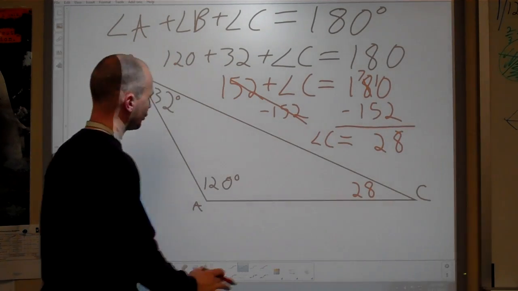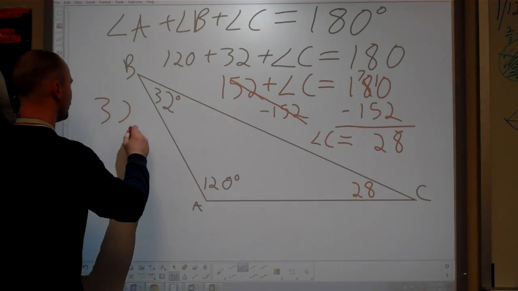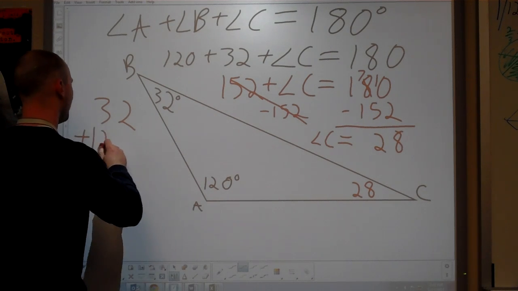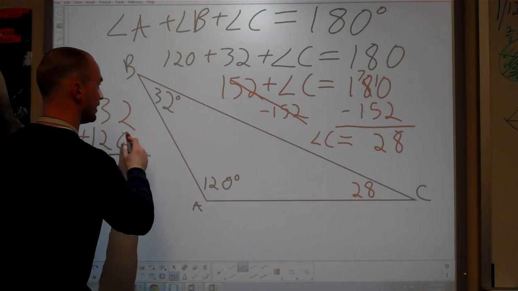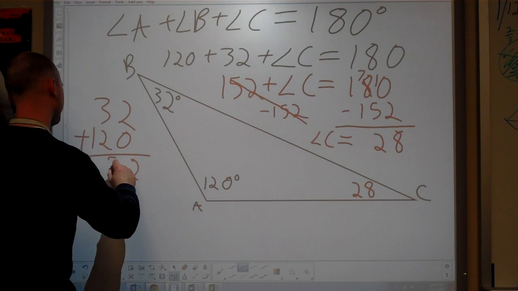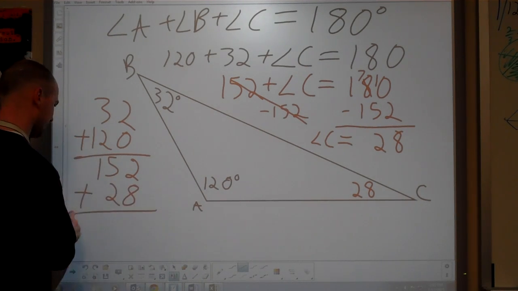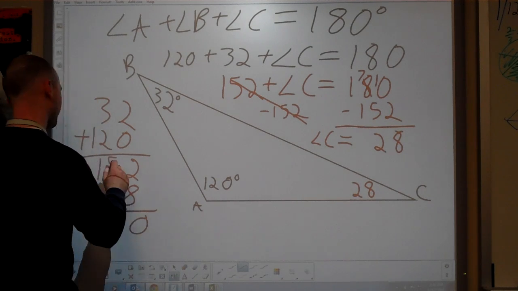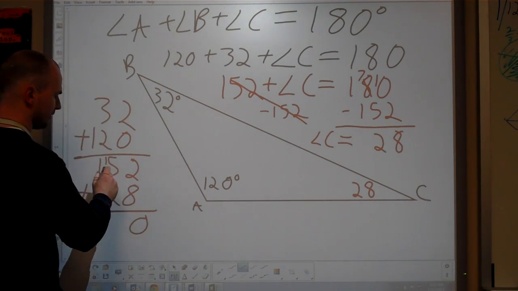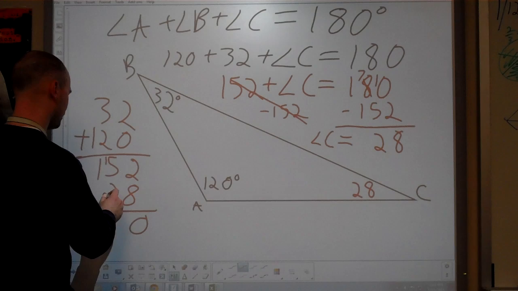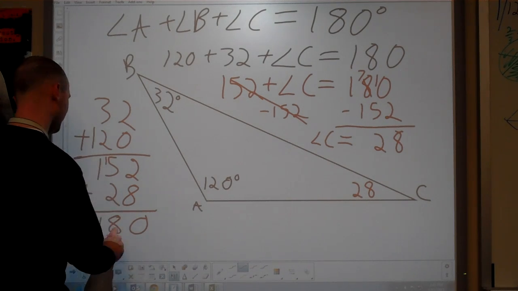And we can check it, make sure it works by adding up 32 plus 120. That gives me 152. And then I add my 28 and make sure I get 180. 8 plus 2 is 0, carry the 1. 10, carry the 1. 5 plus 1 plus 2 is 8. Yes, it does work.